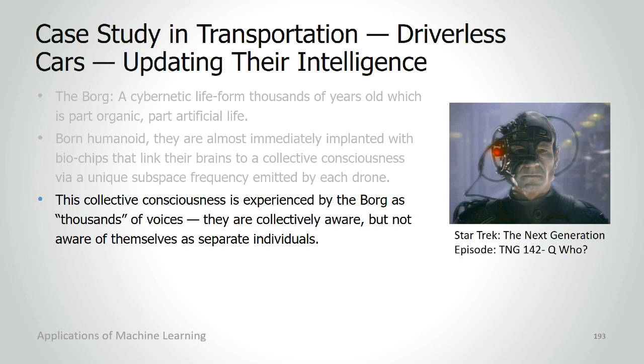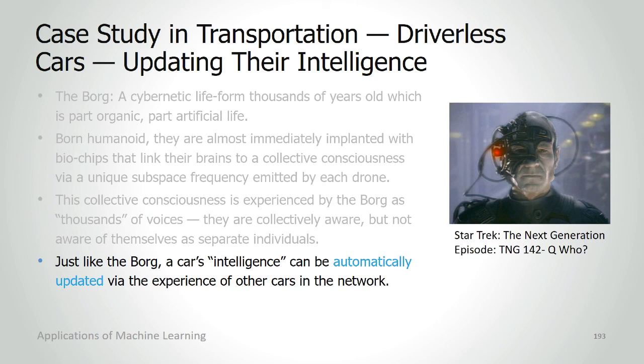Well, why does this matter? Well, let's suppose in not too distant future, we're going to have driverless cars and they're all going to be operating. Well, how can we update the intelligence of these cars? They're all in a network like the Borg. They're not collectively aware, but I think in the future they will be collectively aware and aware of themselves not only as separate, but as part of the network. So I think now you can automatically up the intelligence of a car by the experience of other cars in the network. So that's going to be pretty cool.